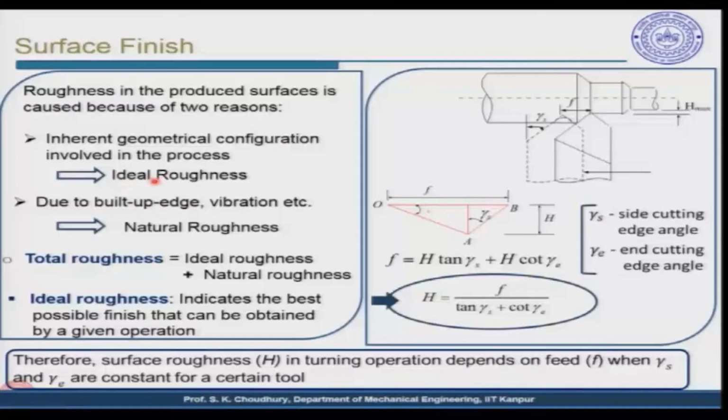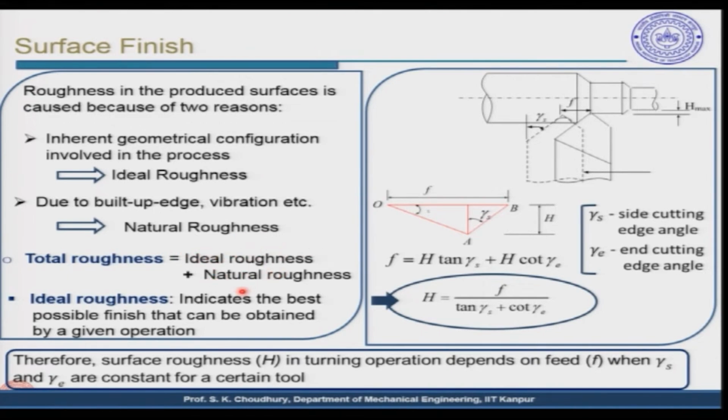Therefore, it is called the ideal roughness. The roughness produced because of the inherent geometrical configuration in the process is known as the ideal roughness. The second reason is built up edge formation, vibration, etc., over which, as you understand, we have control. We can reduce the built up edge formation and the vibration, and this source of surface roughness is called the natural roughness. The total roughness is the sum of the ideal roughness plus the natural roughness.